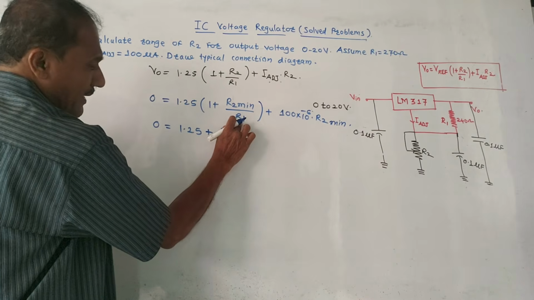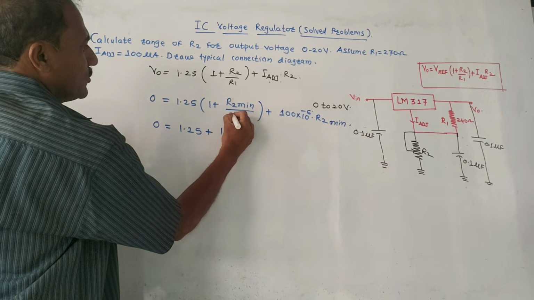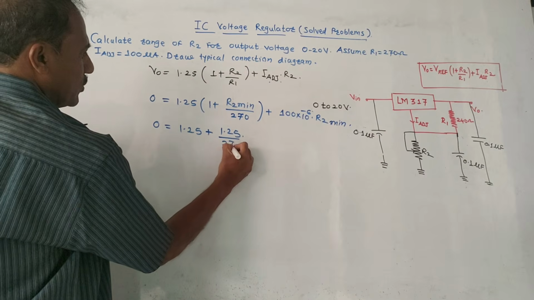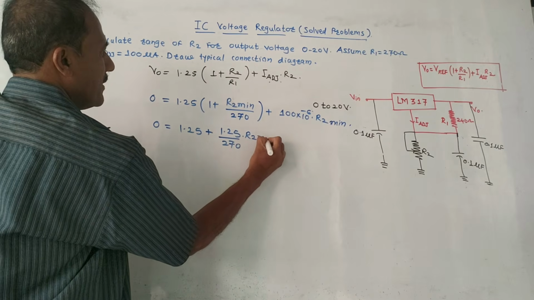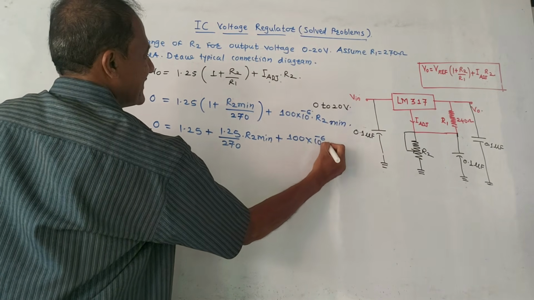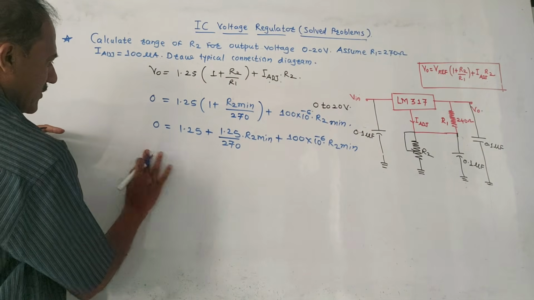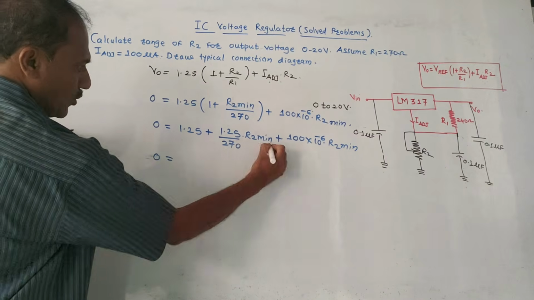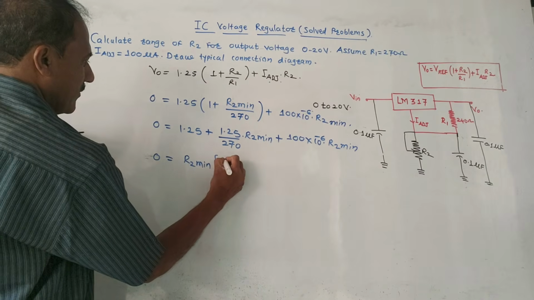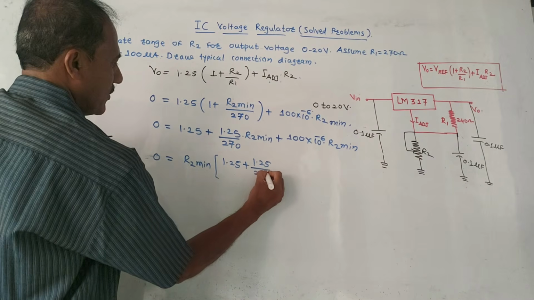One more thing, you can put the value of R1. R1 is given as 270 ohm. So we put it here. So it is 270 ohm. So it is 1.25 upon 270 into R2 minimum plus 100 into 10 raised to minus 6 into R2 minimum. Therefore 0 is equal to, taking R2 minimum common, R2 minimum in the bracket 1.25 plus 1.25 upon 270.